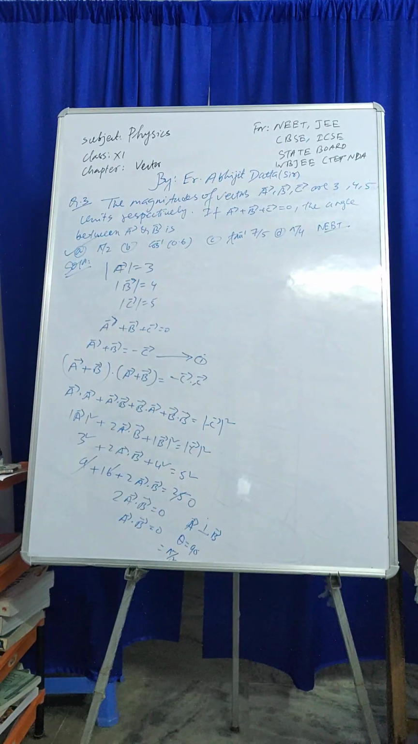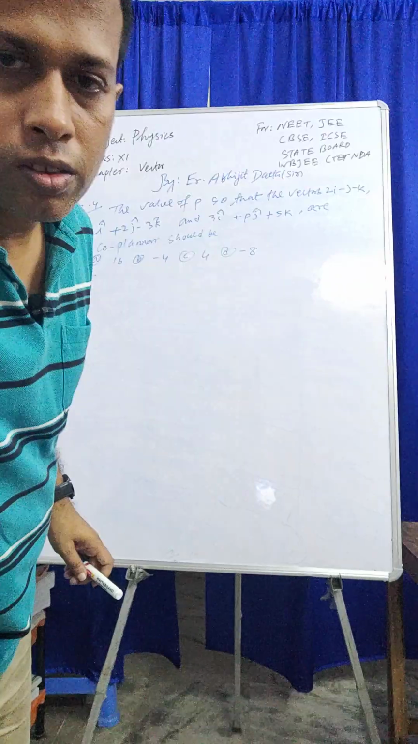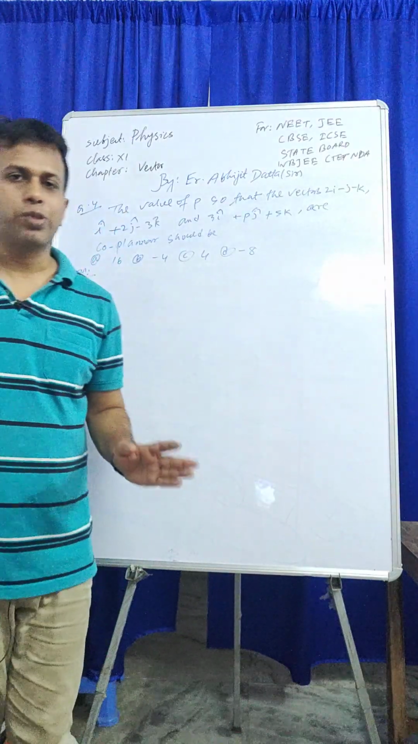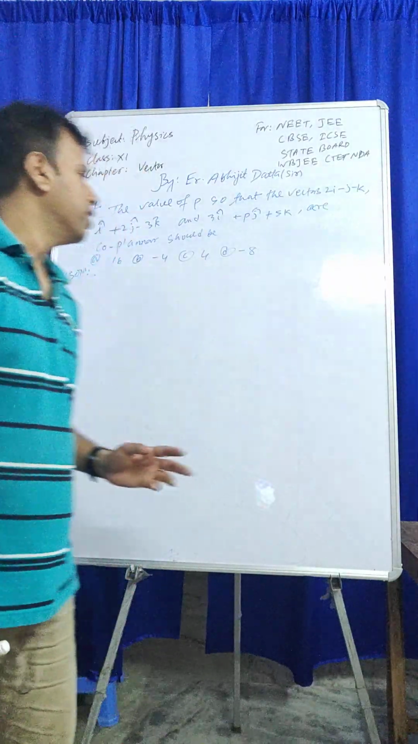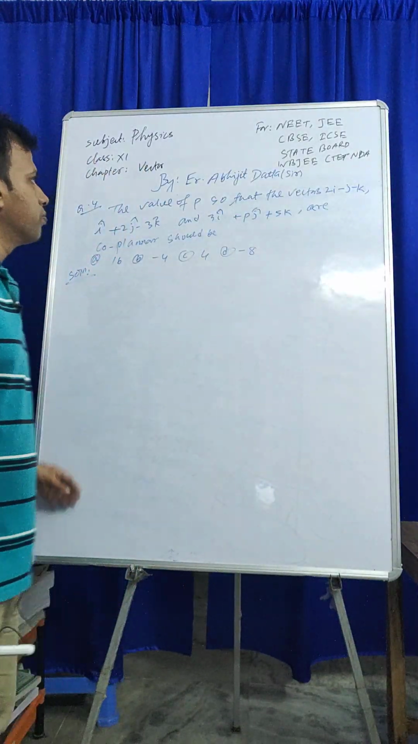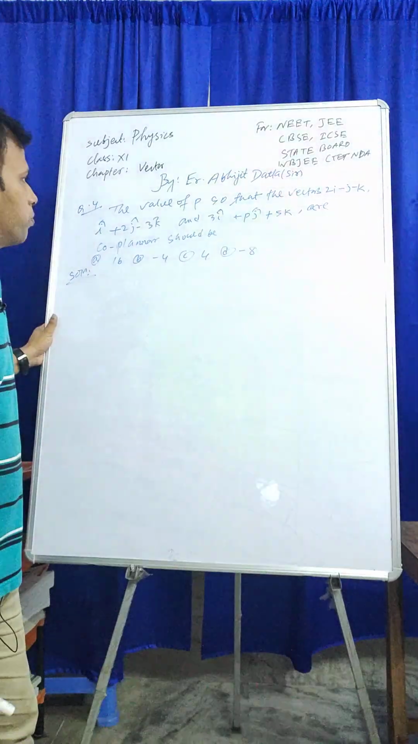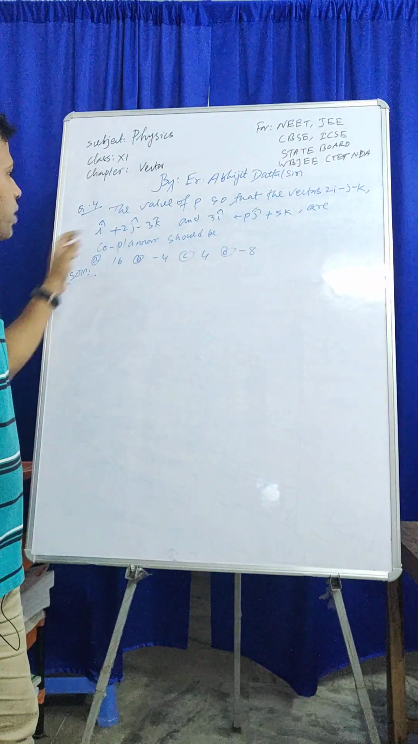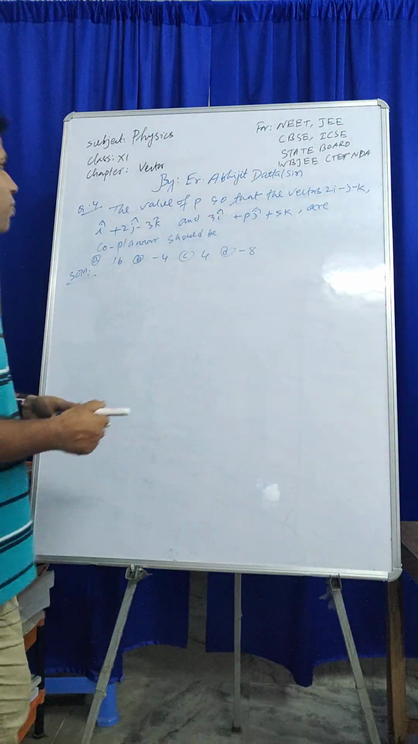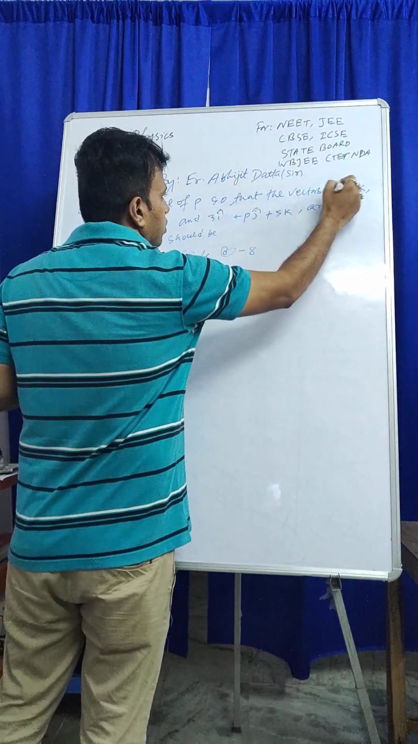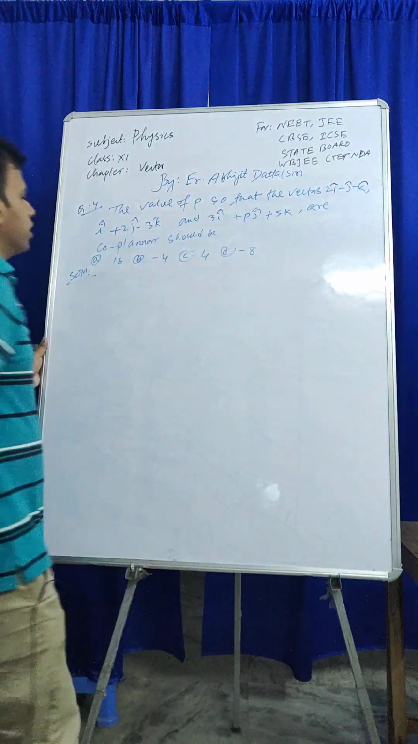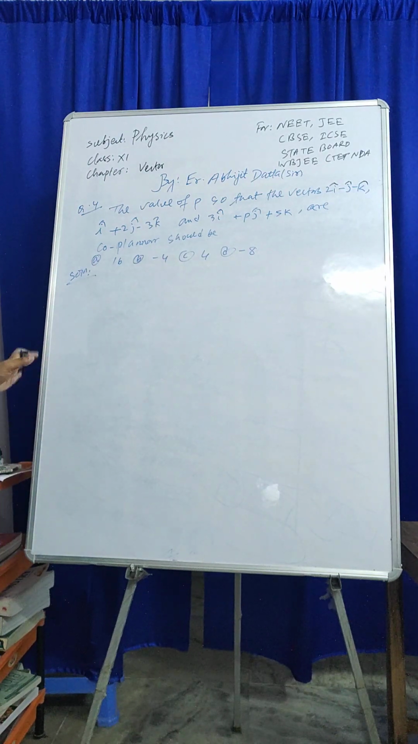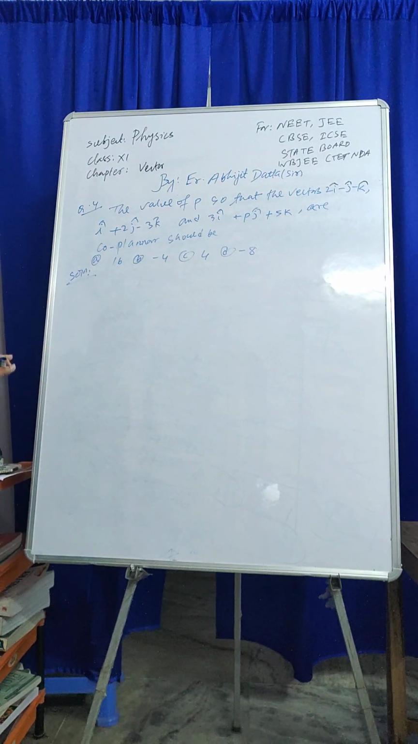So now we move on to the next question, the last question of the class. Students, our last question of the lecture is: find the value of P so that the three vectors 2i minus j minus k, i plus 2j minus 3k, and 3i plus pj plus k are coplanar.